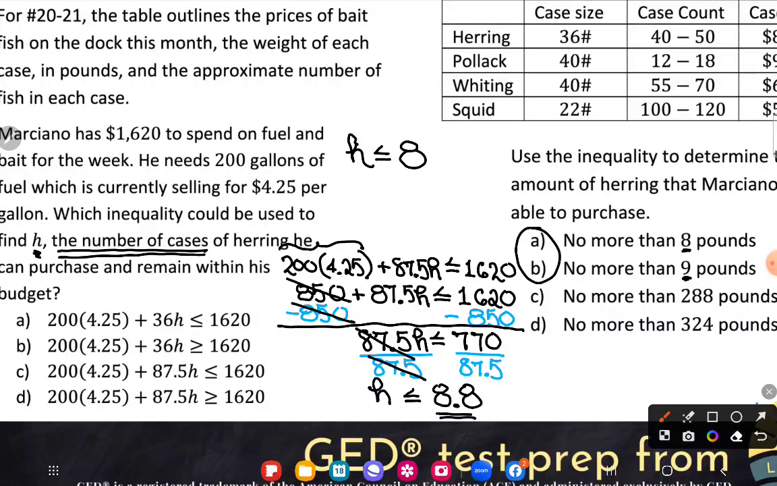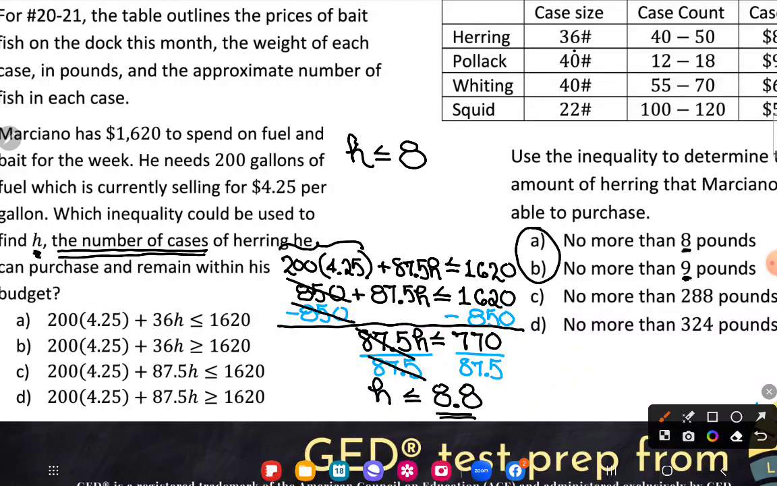This is an example of where real life is going to trump any of those rules that your teacher taught you. So you really need to understand how the real world works. The real world works this way. If you don't have the money, sorry, come back later. I'm only going to give you what you have enough money for. So he can only buy 8 cases of herring.